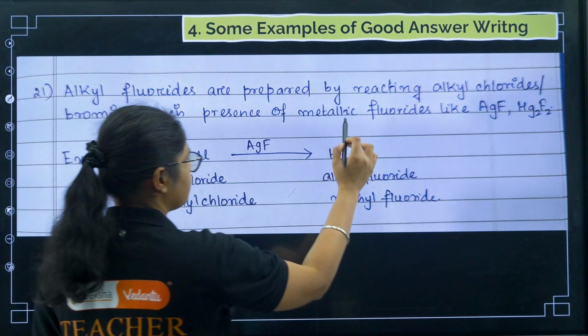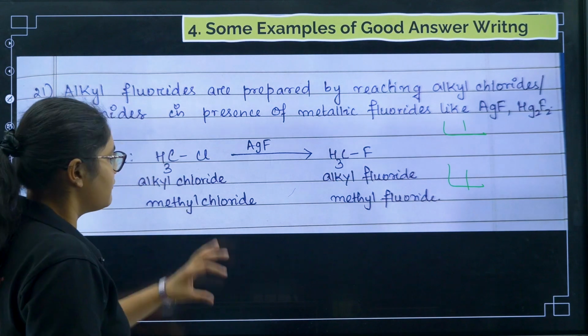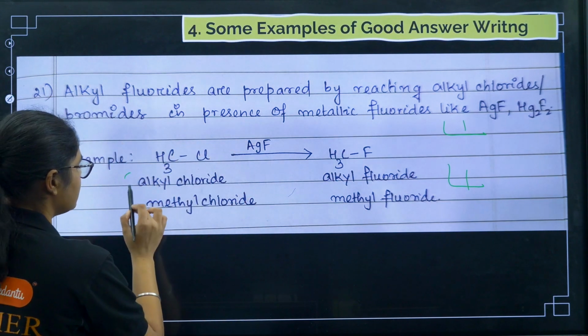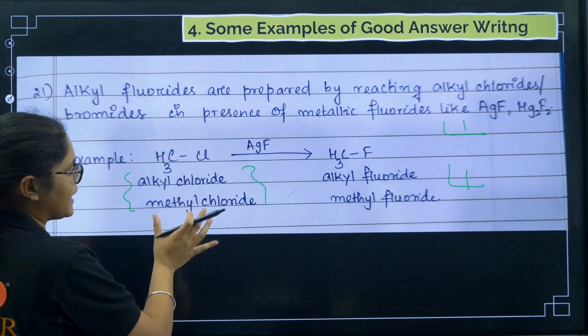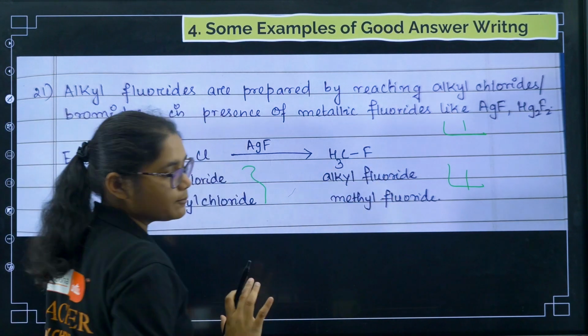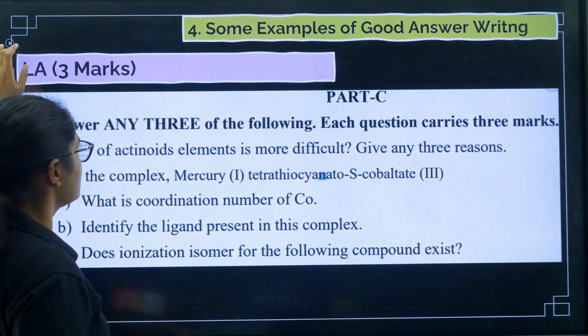Here I have written the definition. This will give me 1 mark. This example will give me 1 mark. Now when I have written the example, you can see I have named it also. Okay, what exactly is this one? What is exactly the product? Okay, so this will help you to get a better understanding.